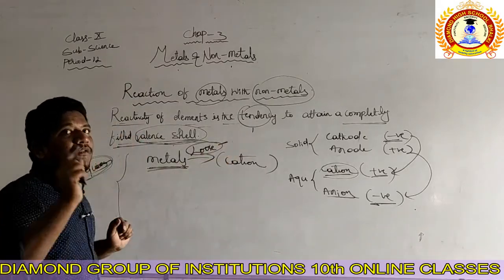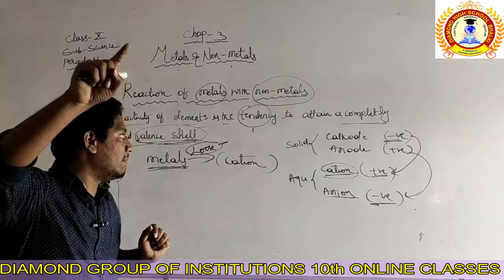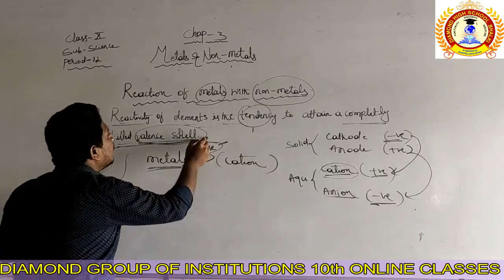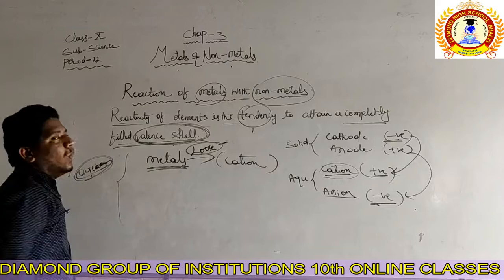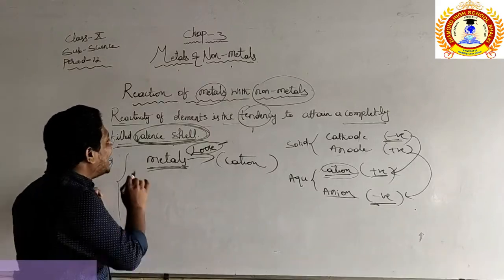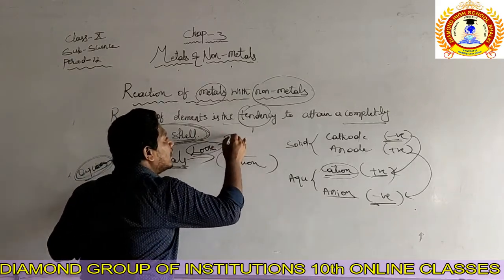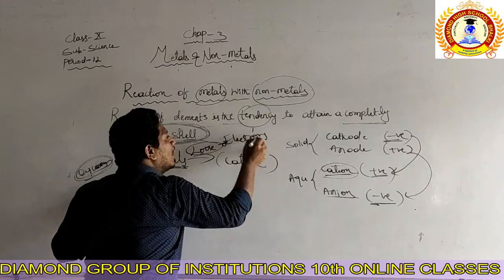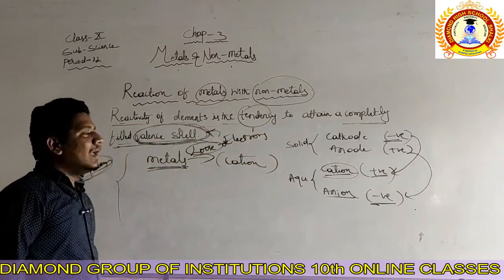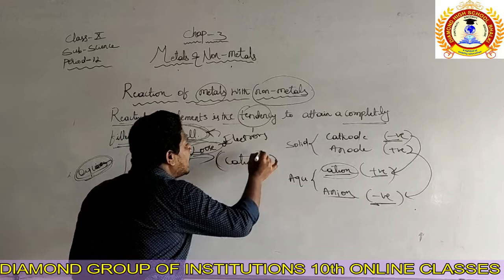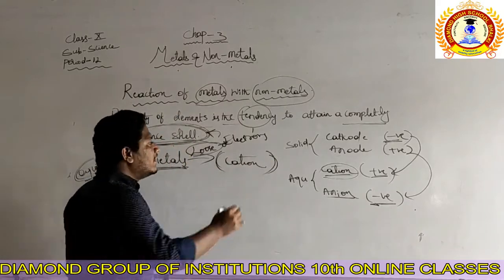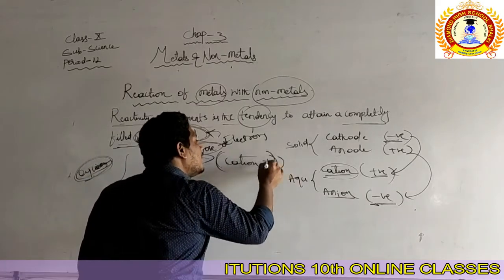Metals lose electrons from where are they going to lose? From the outermost shell. Remember this one, they are going to lose from the outermost shell, nothing but the valence shell. Metals lose electrons from the valence shell and hence they form cations, means they carry positive ions.